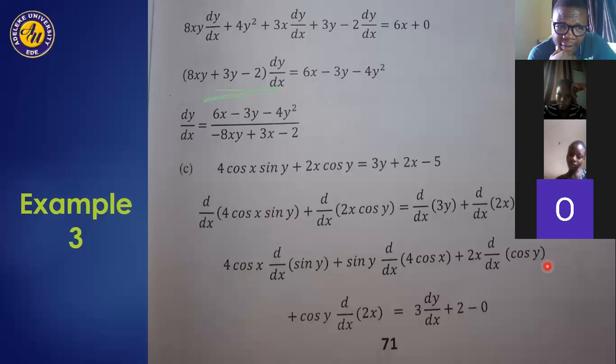So if you are differentiating x, that would change to 1. Exactly, because it will give you dx over dx, which is 1. Then if you are differentiating y, that would be dy over dx, and that's how you have that dy/dx there. Are we clear?